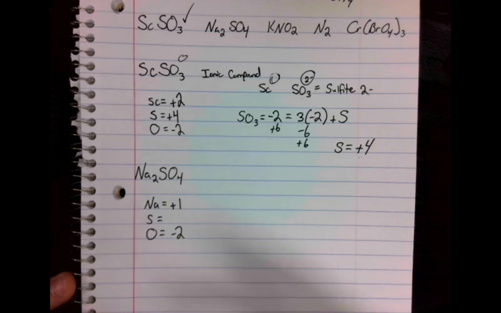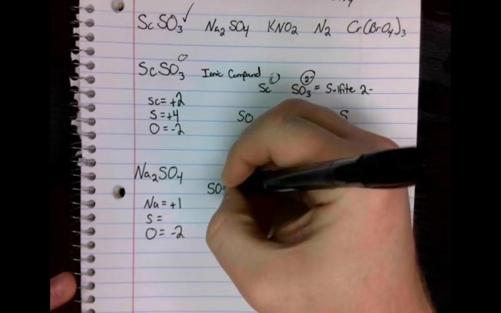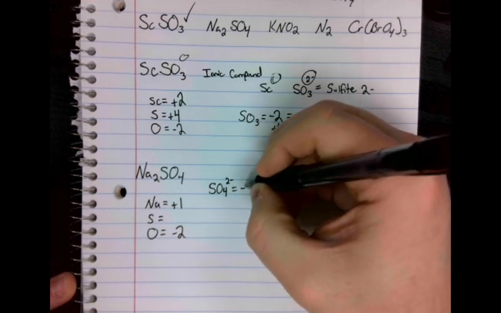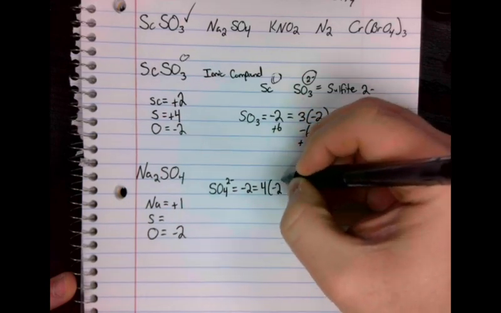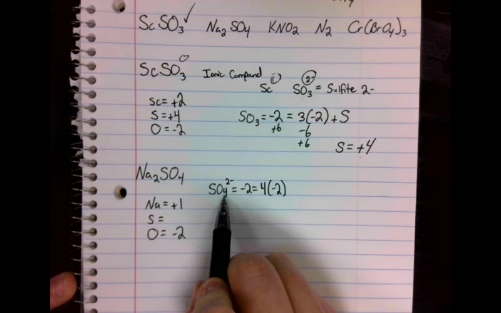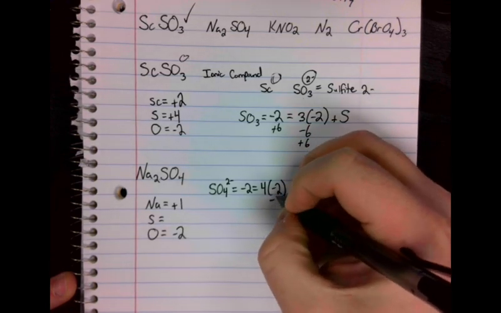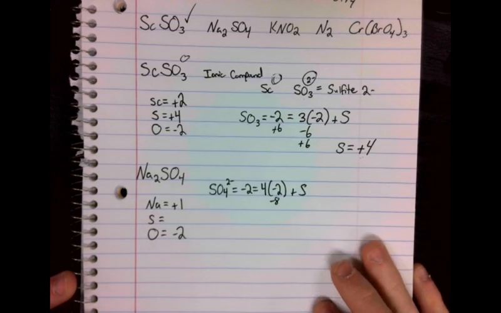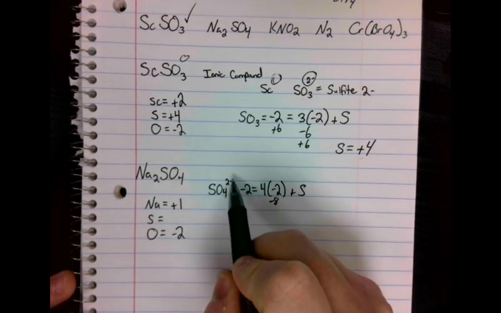Then we get to use the same logic that we used before. Sulfate is SO4 with a 2 minus charge. That means it must have an oxidation number of -2. 4 times our -2, so again, there's 4 oxygens here. So those oxygens are contributing a total of -8 to our oxidation number. Plus whatever our sulfur is contributing is going to give us our oxidation number of sulfate.